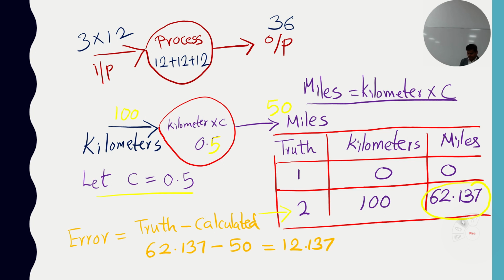Now let's see. We know that we are short of 12.137 miles. And we do know that kilometers and miles have a linear relationship. So with this in mind, what we can do is increase the value of C so that we can try to obtain a value closer to the true value. So with this thought, let's try to do the whole process again.